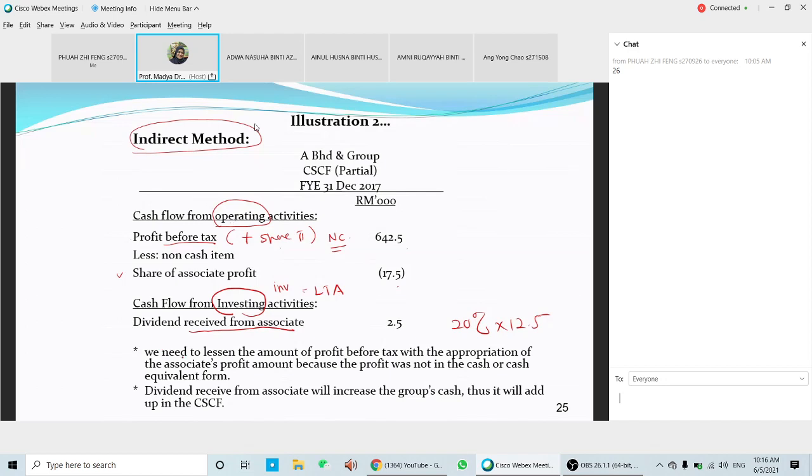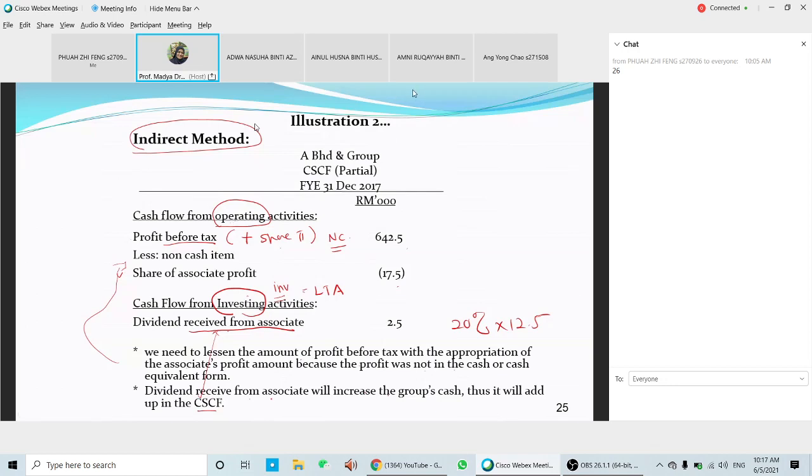We need to reduce the amount of profit before tax by the appropriation of the associate's profit, because the profit is not in cash or cash equivalent form. So we need to minus. Dividend received from associate will increase the group cash, thus it will be added in the cash flow statement. Dividend received is going to increase the cash, so we need to add it, but we put it under investing because that dividend is received from your investment. Investment is a part of long-term assets.